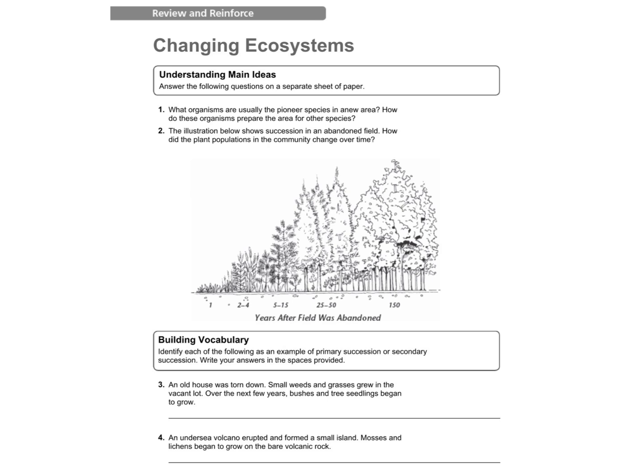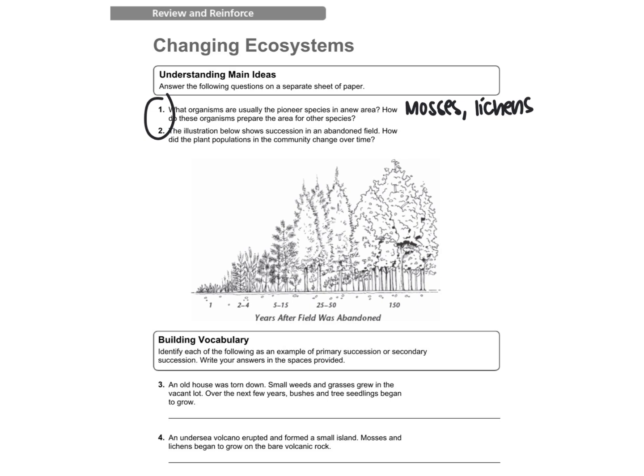Okay, now we're on this page. So we have 2 questions here. Don't want to skip those. What organisms are usually the pioneer species in a new area, and how do those organisms prepare the area for other species? Well, think about what we just took our notes on. So those pioneer species would be mosses and lichens. And they prepare the area for other species because they break down those rocks and begin forming soil.